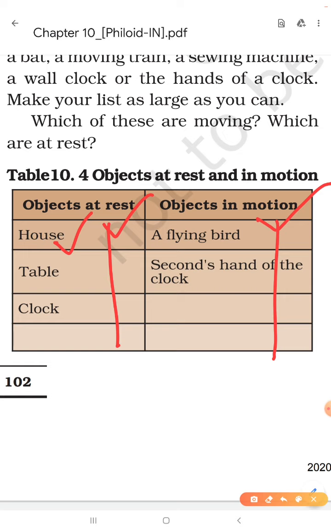We have seen recently a table, clock, and house. They do not change their position. It means that all these objects are at rest. And we can take the example of a flying bird, or the second hand of the clock. These two things regularly change their position. It means that these objects are in motion. So this is a very important thing, rest condition and motion condition. Got it, dear student?